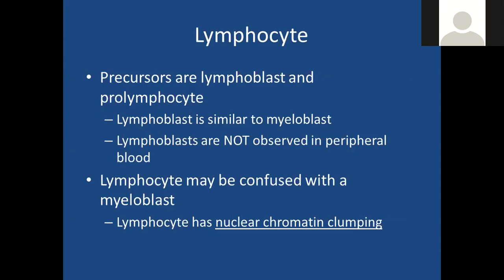Oftentimes, if you think you have a blast in your peripheral circulation, we just call it a blast. We don't try to differentiate between a myeloblast and a lymphoblast, because with our staining techniques and our eyes, they have such similar characteristics that we can't distinguish them. Now we can look and see what other cells are present. If there's a promyelocyte present, then we might think they're myeloblasts, but again, flow cytometry plays a huge aid in that. And when we start thinking about our leukemias, we have some special cytochemical stains that we can use as well, and we'll get into those when we get into our leukemias.